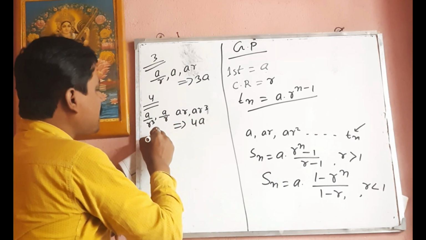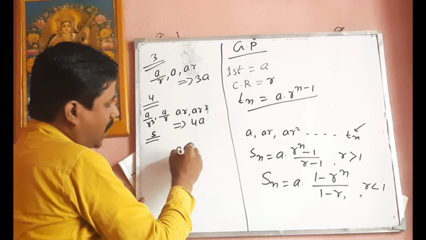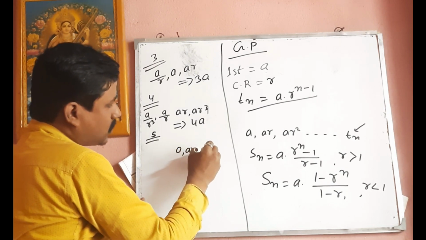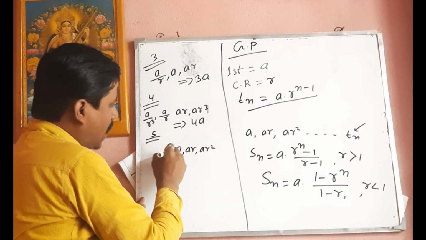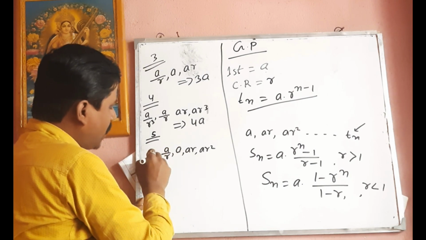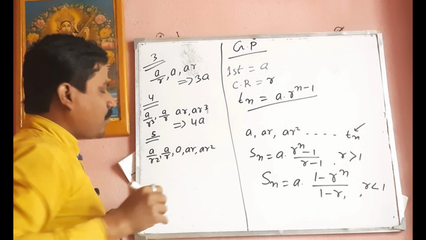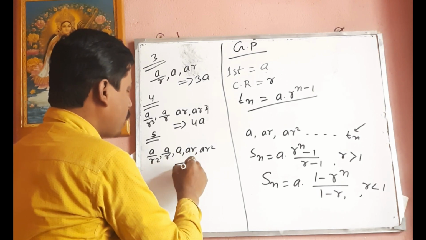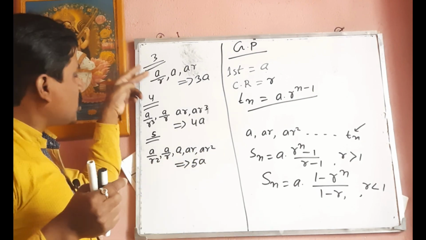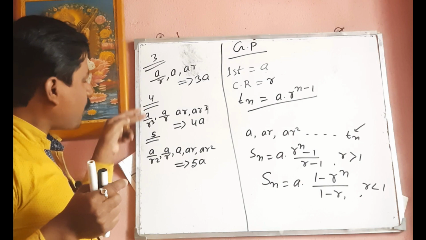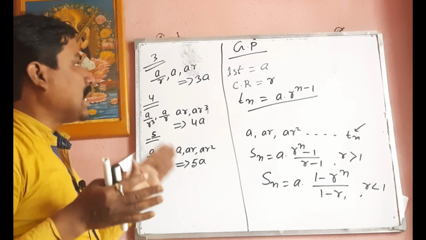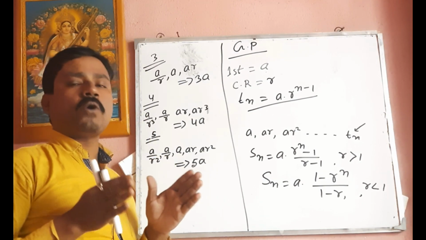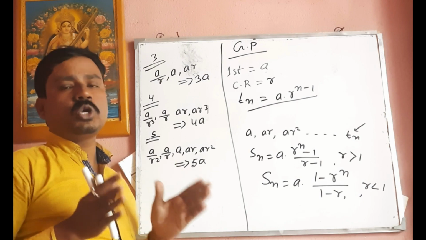And when there are 5 terms, then we take a by r square, a by r, a, ar and ar square. These are the 5 terms. Similarly, when you multiply all of these, then we get a to the power 5. 3 terms are this way, 4 terms are this way, 5 terms are this way. This is the important formula for the geometric progression.